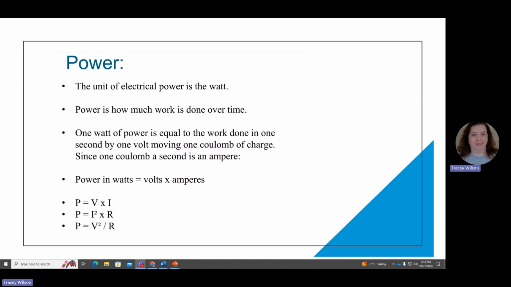Volts times amps gives you the power in watts. How much voltage you have versus how much amperage you have gives you watts. Again, not going to do any of this math because it's not physics. This is physical computing.